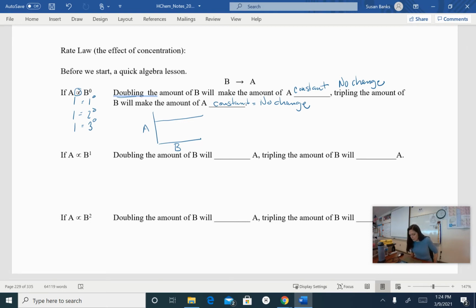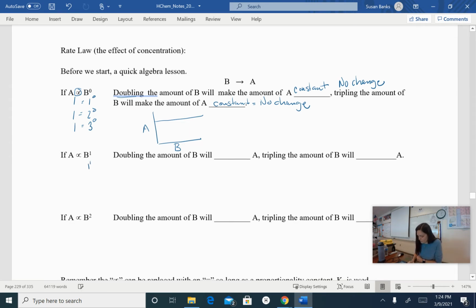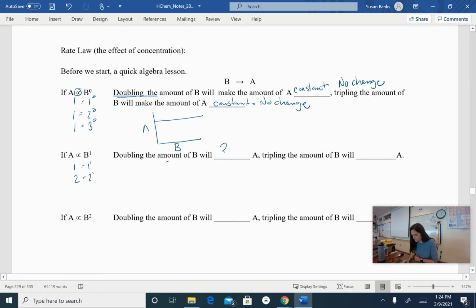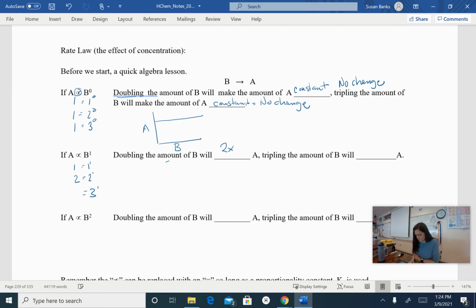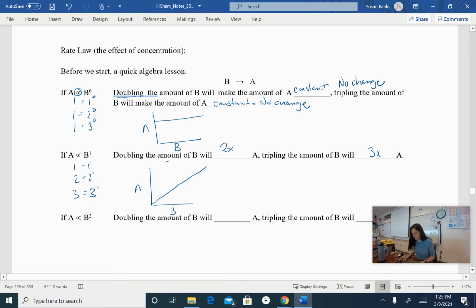Okay? All right, let's go if B is to the first power. So if I have 1 to the first power, I get 1. Let's double it. So 2 to the first power, I get 2. So doubling the amount of B will double A. What if I triple? 3 to the first power is 3. So tripling the amount of B will triple, or 3 times the amount of A. So if I do a relationship on a Cartesian graph, I will get a linear graph, right? This is a nice straight linear graph.